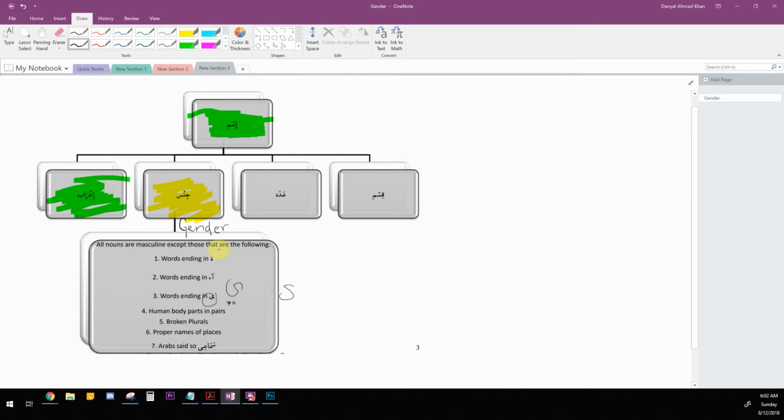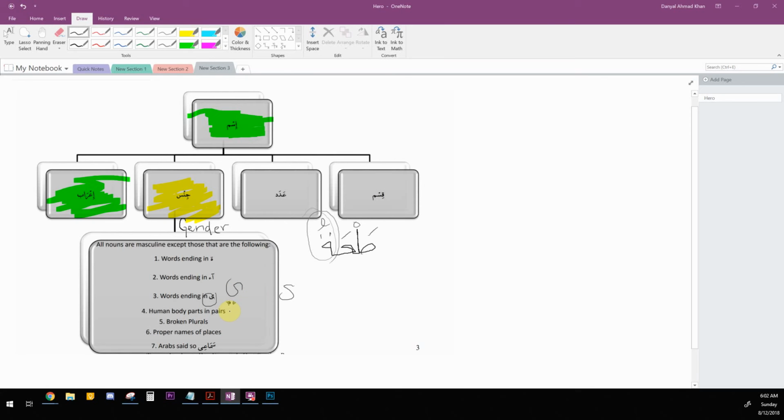Okay. So these three will always be feminine words, with the exceptional case of if that word is inherently a masculine word. For example, Talha. Talha, for example, is ending with the ta. However, it is not a feminine noun because it is a masculine name. Similarly, the word Musa. Musa is not a feminine noun, even though it's ending with this type of alif.